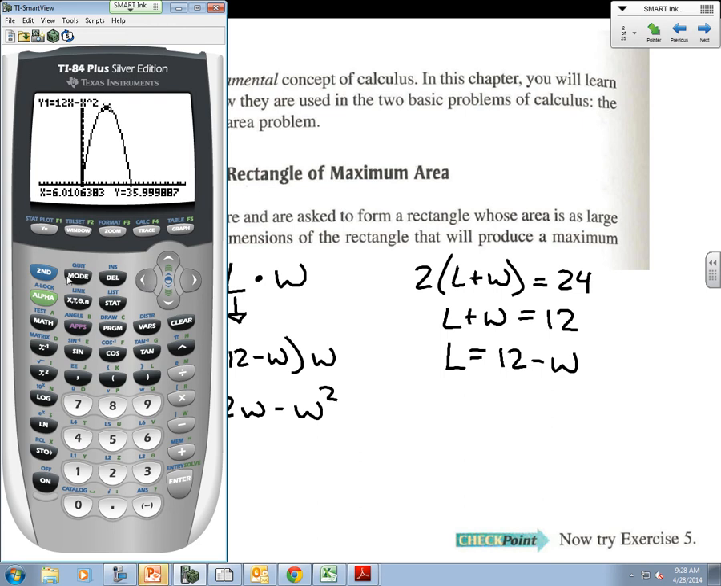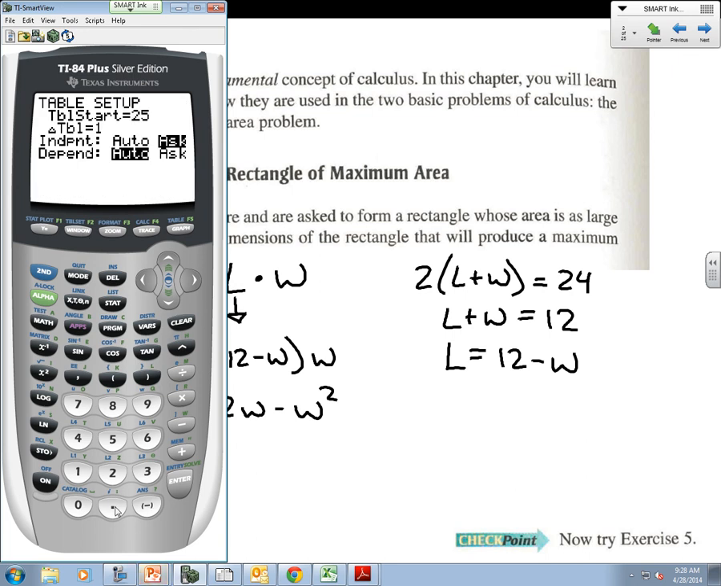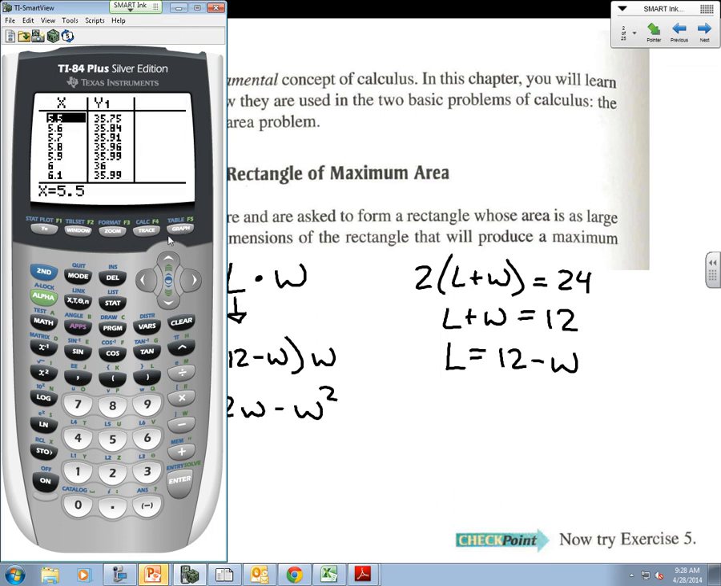Let's use a table here and see if we can confirm that. I'm going to type in 5.5 and count by 0.1, so put it back into auto mode. Let's go to the table and see what happens. At 5.5 we get 35.75, we count up, count up. At 6 we get 36, and on either side it is going down.